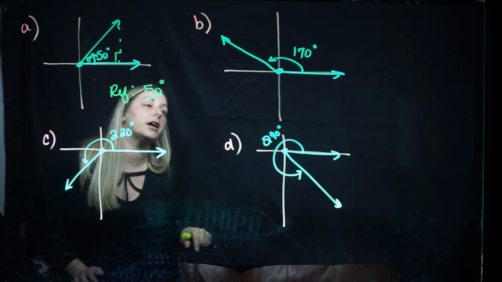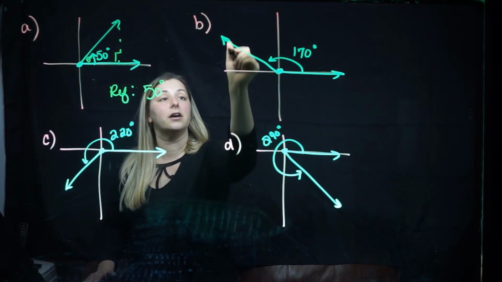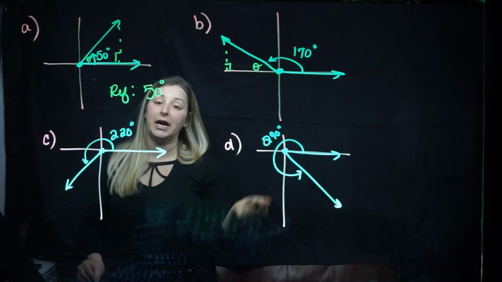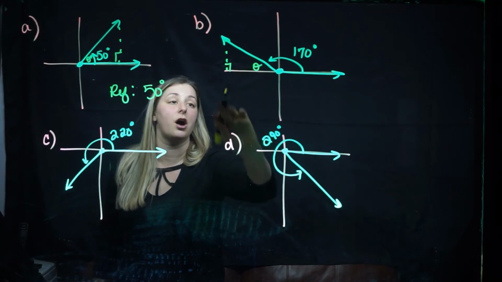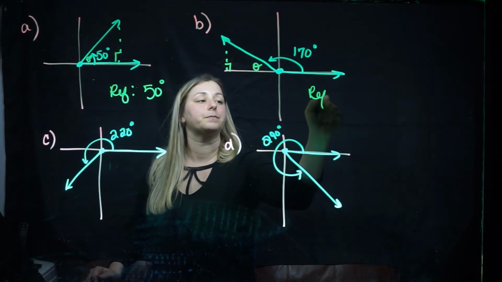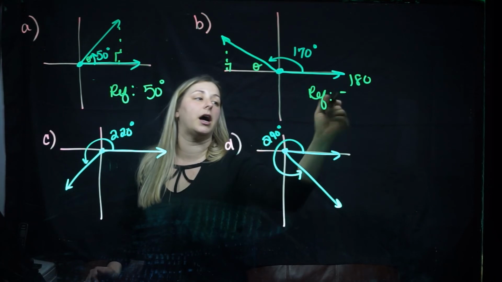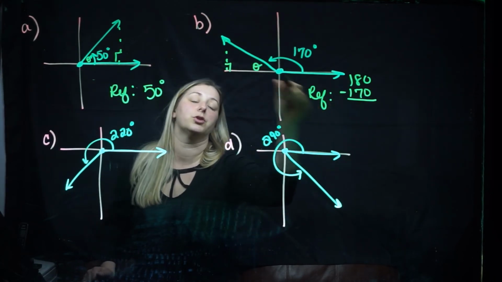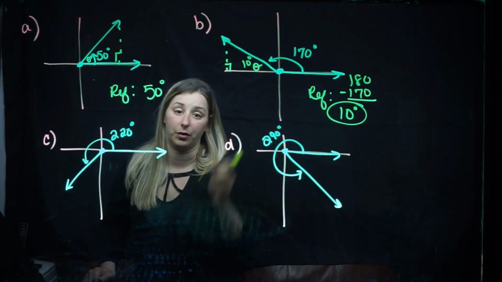Looking at B over here, doing the same thing, we want to find that triangle or that reference angle. So you drop down the perpendicular, there is your theta. But since you're in quadrant number 2, we need to figure out how many more degrees you need to go to get to the 180. So we have 180 minus the rotation that you've already gone, 170, to figure out how many more degrees you would need to go. So that would be 10 degrees. So 10 degrees is the reference angle for B.